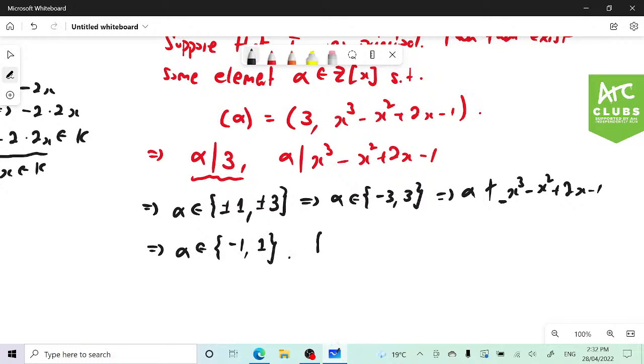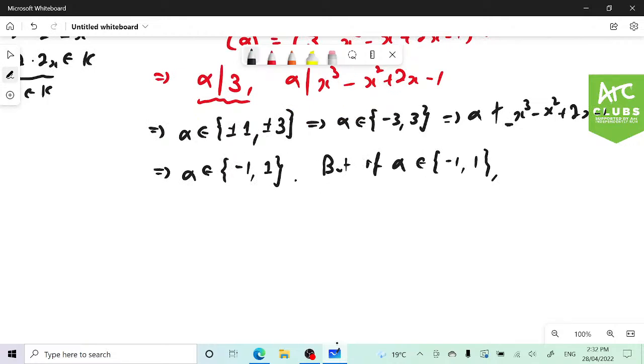But if alpha were to be either minus 1 or 1, then the ideal generated by alpha is precisely going to be the entire ring, right? Because when we consider the ideal generated by minus 1, clearly the element 1 must also belong in the ideal. And if 1 belongs in the ideal, then the ideal generated by alpha must be the entire ring. What we're going to do is show that this can't be possible.